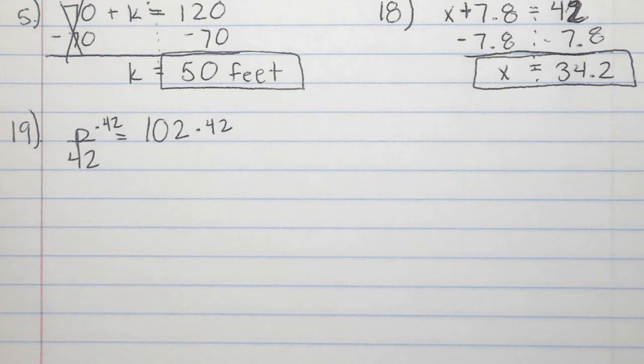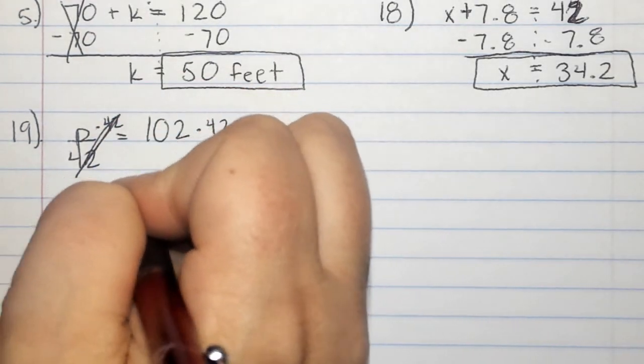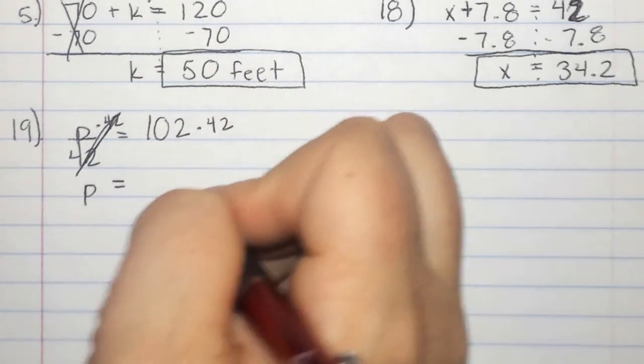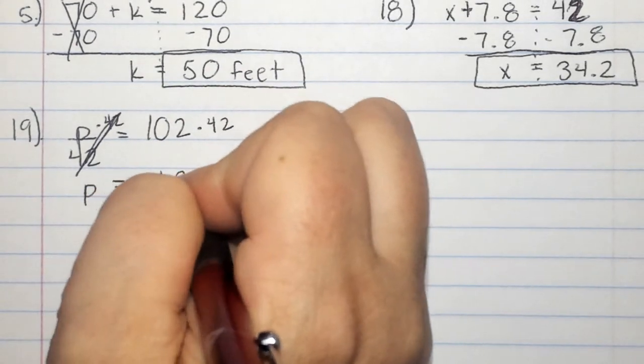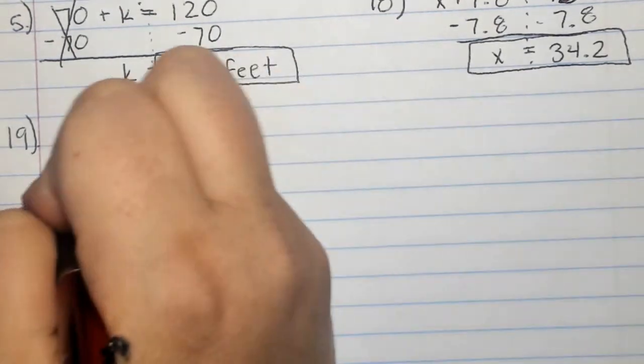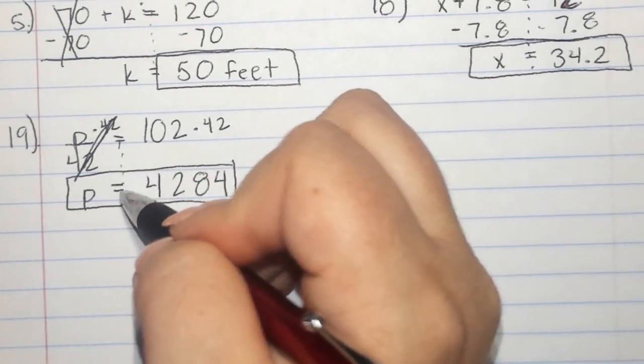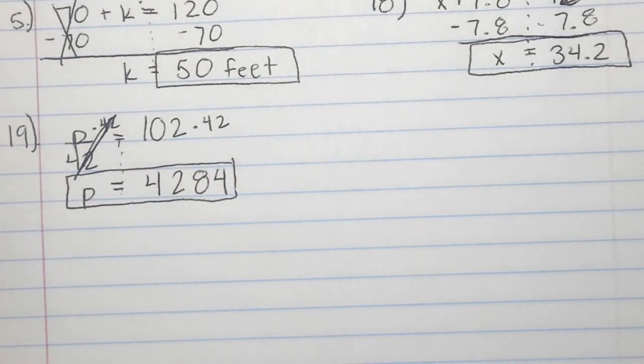When I multiply both sides by 42, right here, they're going to cancel, leaving me with P equals 4,284. Okay. And again, you'll notice I didn't do the dot dot, but my equal signs were lined up.